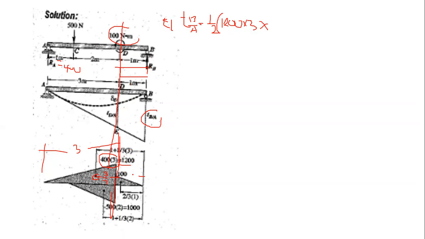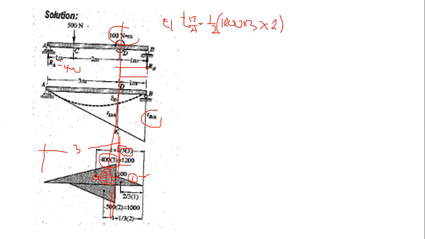Tapos meron din dito, ito naman, pupunta dito, meron din 1. That's why it's 1 plus 1/3 of 3. This is 1. Ito naman yung 1/3 of 3 na ito yan. Okay? So 1/3 of 3 is 1, so this becomes 2. Okay? 1/3 of 3 is 1 plus 1 is equal to 2. What else? Ito pa, positive.